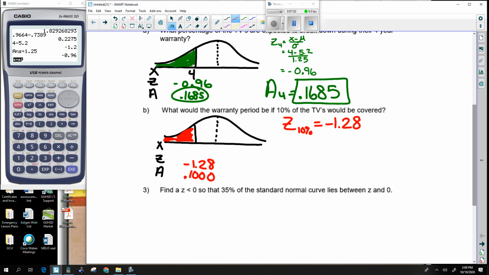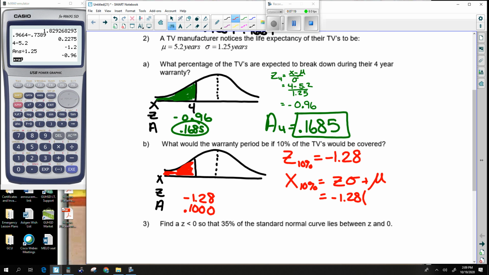But the question is, what is the warranty period? That's asking for what is the X. So what is the X associated with all of that? So we use the X formula. 1.28, mu is 5.2.